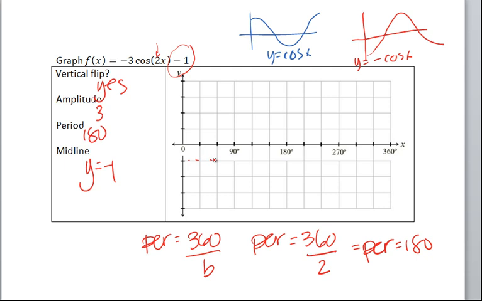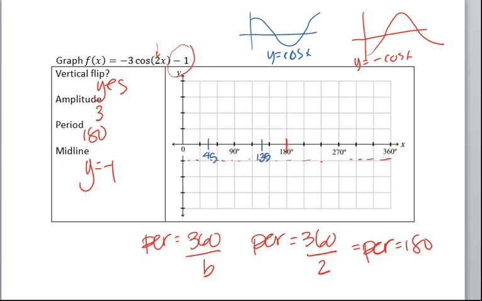So I'm going to go ahead and graph that first so we have an idea of where the midline of my graph is. And my period is now 180, so this is where I'm going to complete one cycle. And as before, I go ahead and divide by 2. 180 divided by 2 is 90. 90 divided by 2 is 45. And then in here is 135. I need that for my graph.